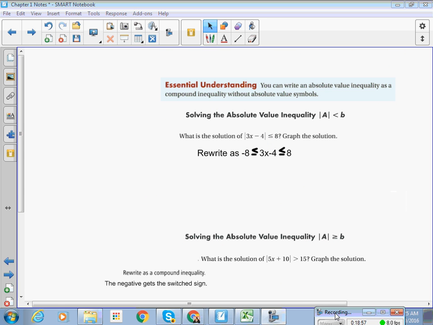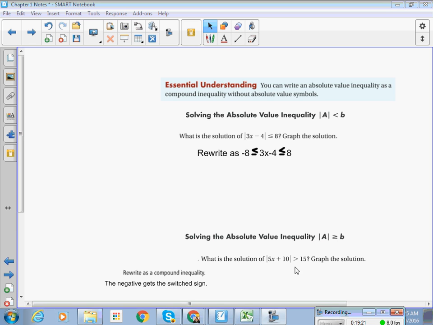All right, so that's the absolute value equations. Now we're going to deal with absolute value inequalities. So our essential understanding, which I don't want you to write down, but I want you to have an idea of what we should be understanding in this section: you can write absolute value inequalities as a compound inequality without absolute value symbols.